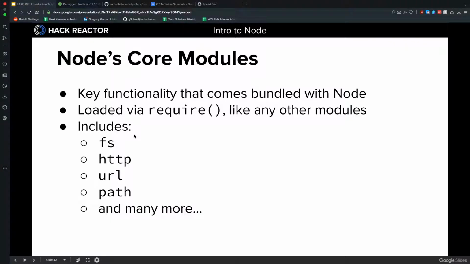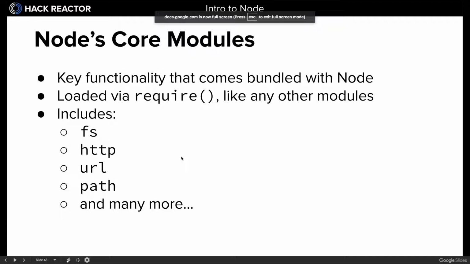Okay. So yeah, that's an example of what HTTP looks like. FS is file system, so if you wanted to go through your local directory, like pictures you have on your computer, and URL, all included with Node.